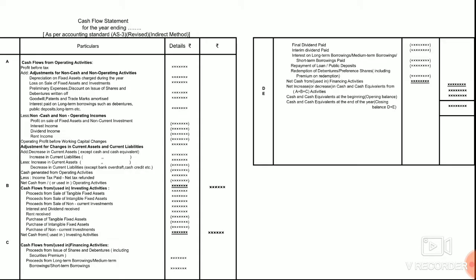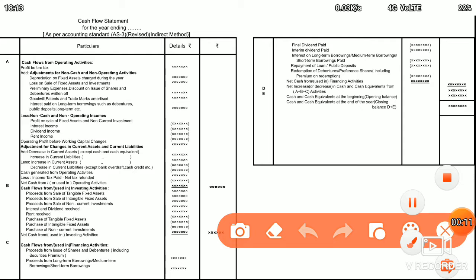This is the complete format of the cash flow statement in the indirect method. I will show you the clear view in parts after some time. Now, Accounting Standard 3 revised requires that cash flow must be divided into operating, investing, and financing activities. Net cash from operating activities is to be shown under Part A. Part B shows cash flows from investing activities. Part C shows cash flows from financing activities.